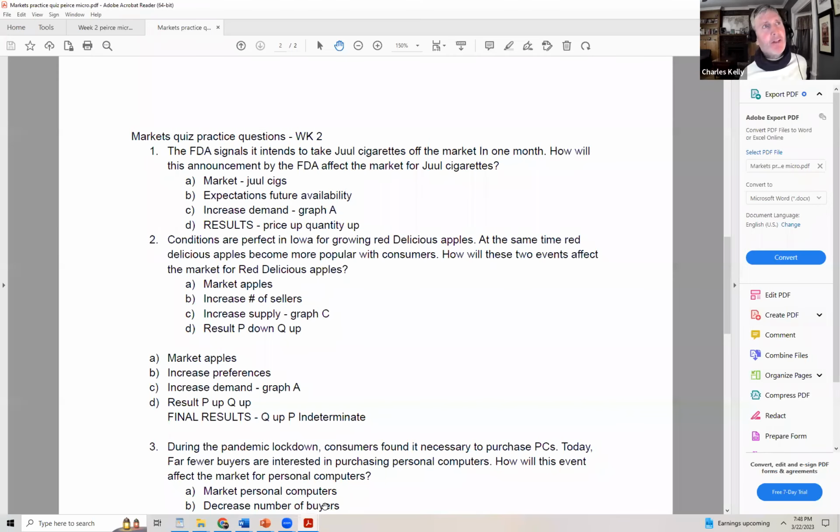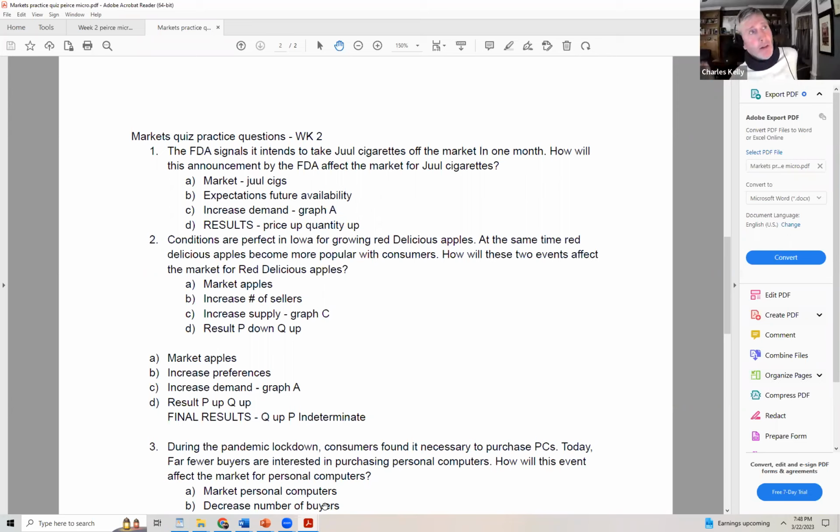All right, the FDA says there's not gonna be any more of these cigarettes on the market in a month. How's that gonna affect the markets? You gotta think to yourself, is it gonna affect demand or supply? And you think, oh, people are gonna rush out and buy them because they're worried about them not being around anymore. One of the non-price determinants is expectations about future availability. So you go, number 1, Juul cigarettes.